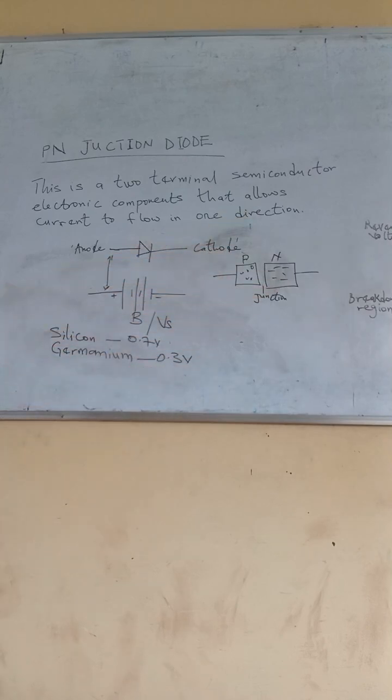That's very important for us to know. If it's silicon material, the forward voltage will be 0.7 volt. If it's germanium material, the forward voltage will be 0.3 volt. That is, silicon material will start conduction at 0.7 volt, and germanium material of a PN junction diode will start conduction at 0.3 volt.